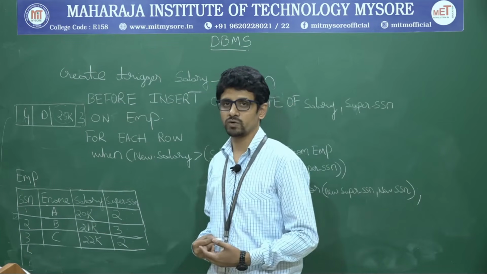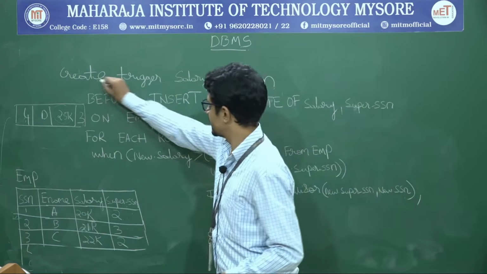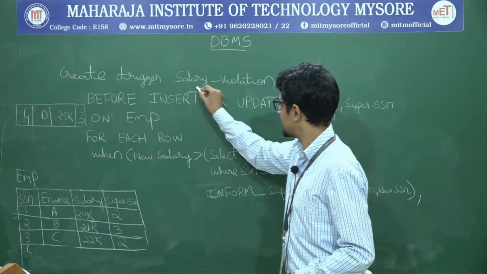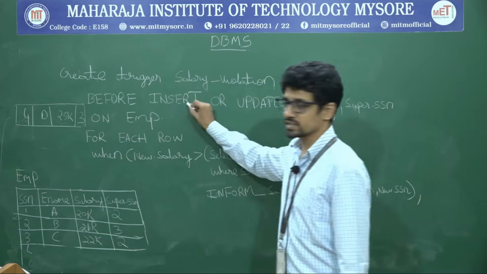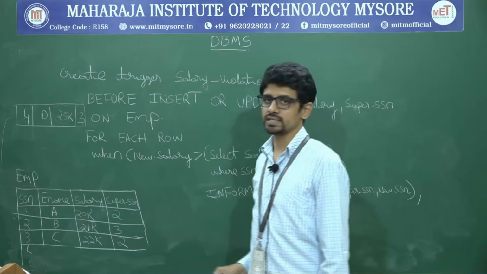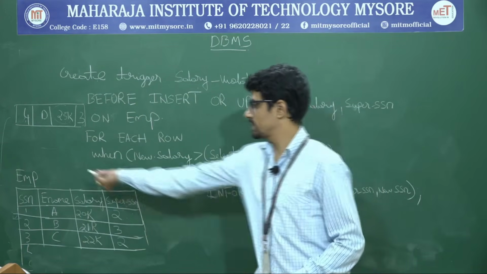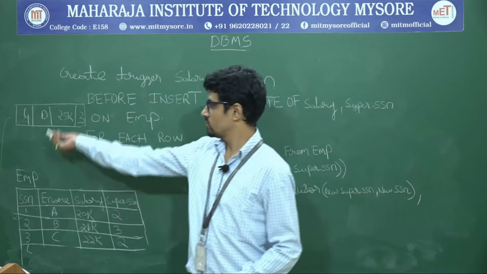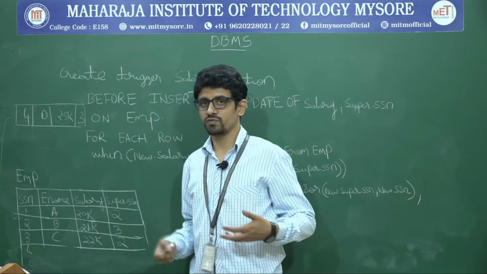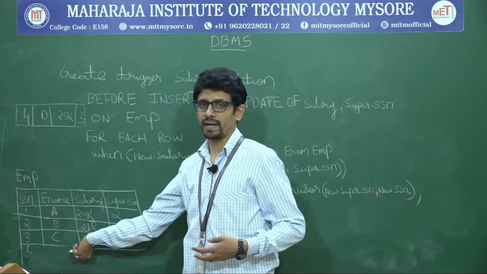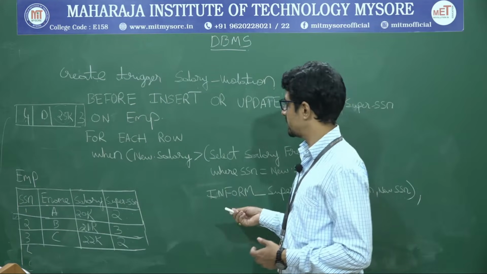Let's see how it is to be done by using a trigger. So as I said, create trigger. It has a name, salary violation. Before insert: before inserting, right now I'll type a command, insert into table name. What table name? Employee. Insert what? 4, D, 25 and 3. Now when I am doing this insertion process, before inserting physically into the backend database, I need to evaluate this. Let's see how it has to be evaluated.